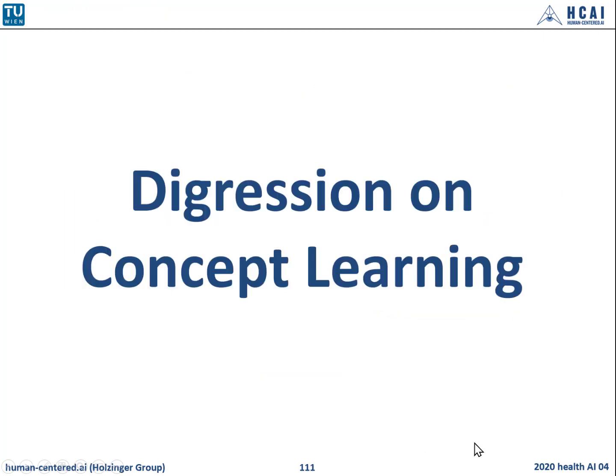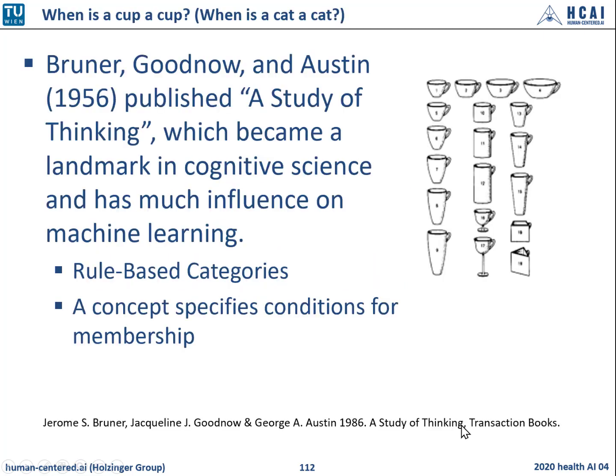Okay, finally, before we finalize today, a brief digression on concept learning, because I have mentioned concepts now so often, but what is a concept? What is concept learning? So we quickly make a digression on this. So question, when is a cat a cat? When is a cup a cup?